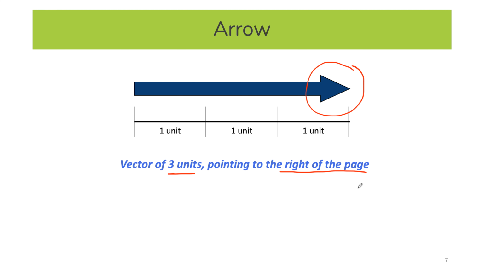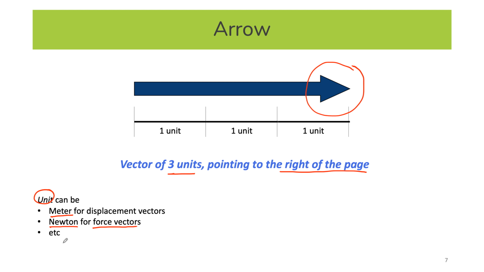Now, what do I mean by a unit? A unit can be meter if the arrow is representing a displacement. A unit can be a newton if the arrow is representing a force vector, and so on.